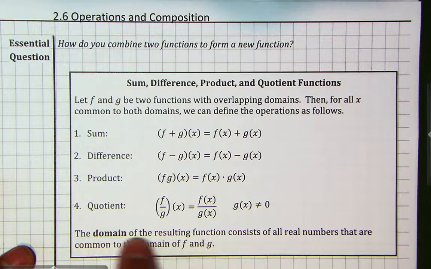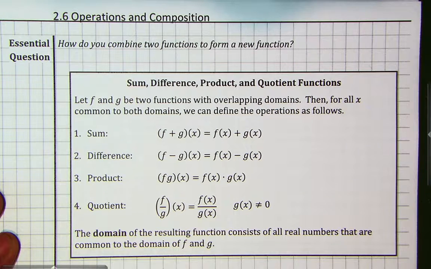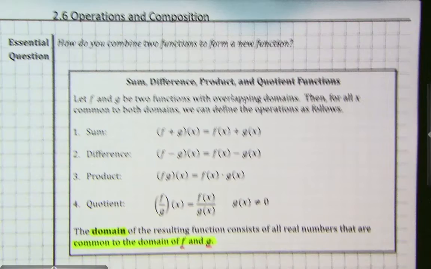The domain of the resulting function consists of all the real numbers that are common to the domain of f and g. So whenever you look at the domain of your resulting function, it's going to consist of all the real numbers that are common to the domain of both f and g. So you want to make sure that you are careful with the domain of your answer. But let's go through example number 1.